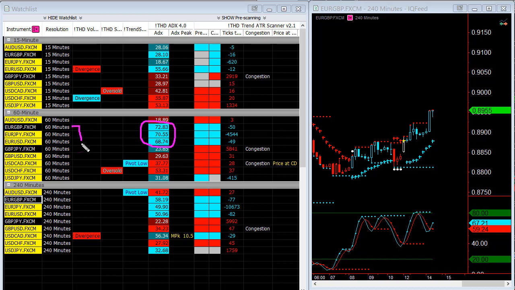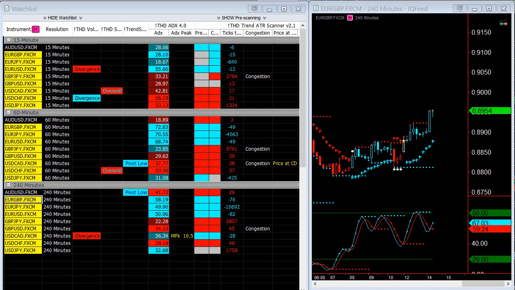I'm looking at the 60-minute time periods and the 240-minute time periods, and we can see that the trend is strong on the 240-minute, also very strong on the 60-minute. However, I'm just waiting for a retracement to potentially enter these uptrends. Now, what do I mean by retracement?